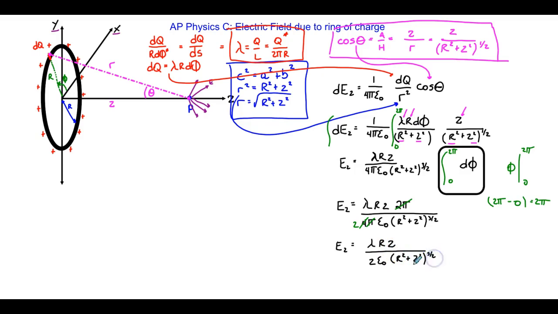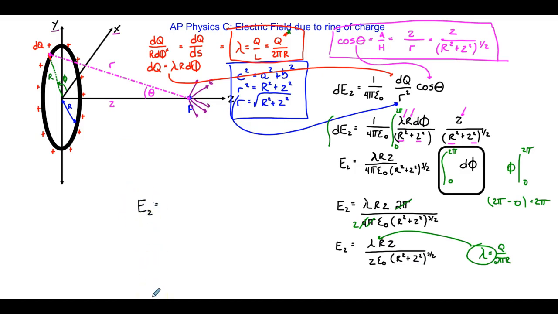Now, if I didn't want my answer in terms of linear charge density, I could say that lambda is equal to Q over 2 pi R. We established that in red initially up here. If I substitute that in for lambda, it would be acceptable to leave it this way. But if I was specifically asked to give an expression for the electric field in terms of Q and R and other variables like z, then my final answer would be as follows.